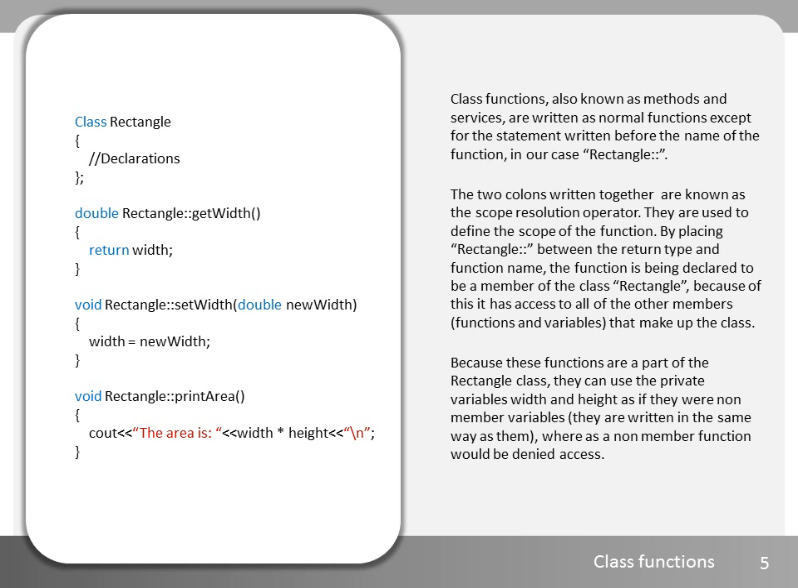Here we have the definitions for three of the functions of the rectangle class. The function getWidth simply returns the width of the rectangle object. The function setWidth takes a new value for the rectangle width as a parameter and assigns it. And finally, the function printArea prints to the console the product of the rectangle's width and height, in other words, the area. The functions getHeight and setHeight would do the same as getWidth and setWidth, but for the rectangle's height instead.